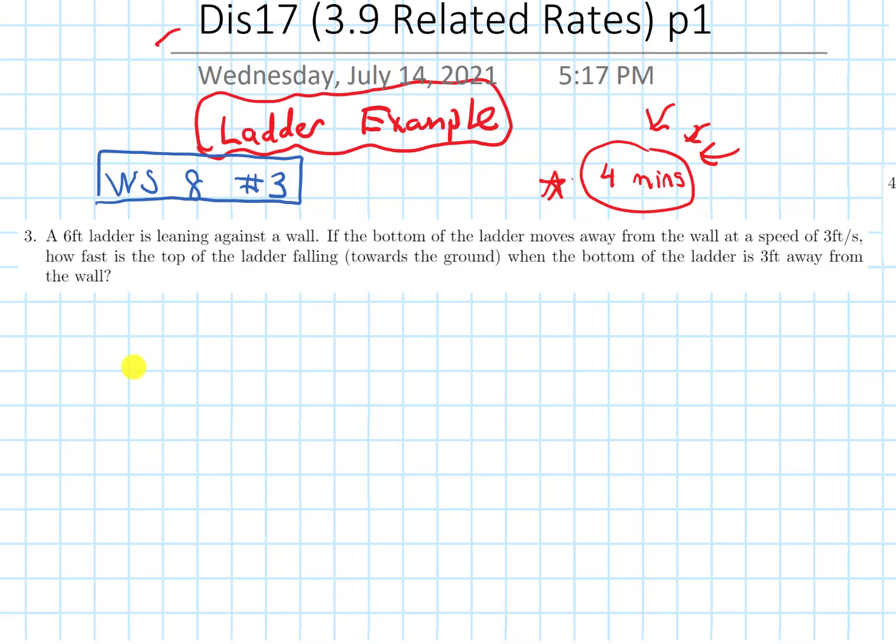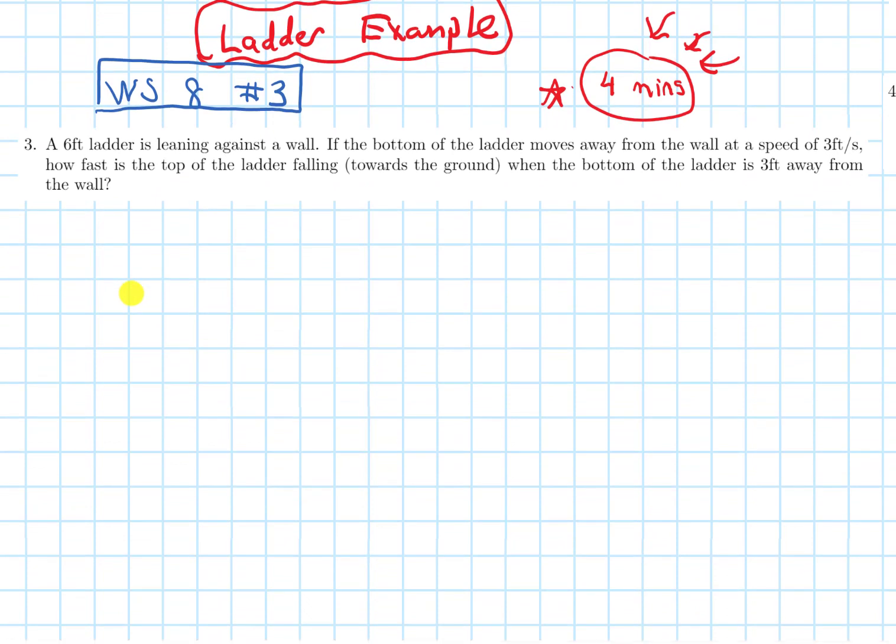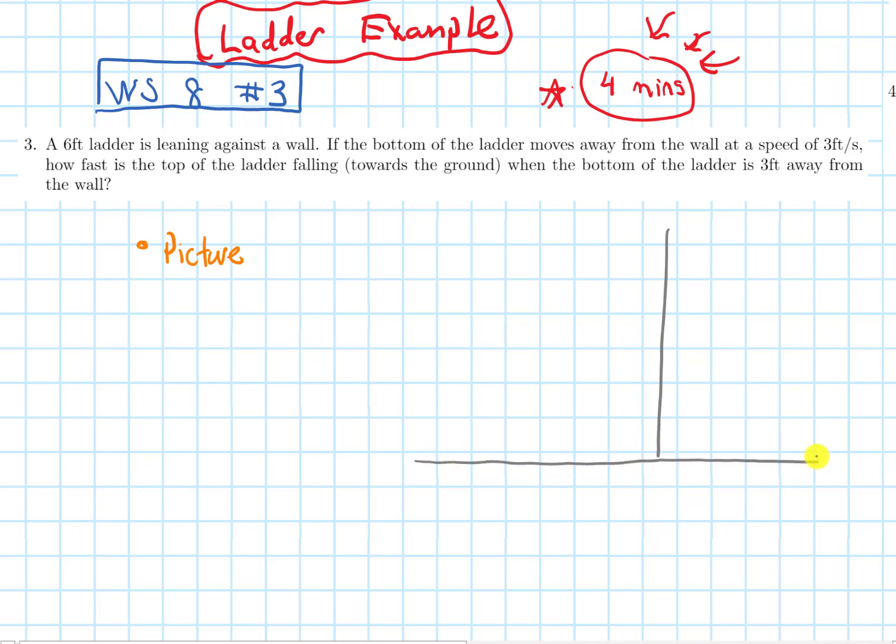So remember, to get us started, the first thing that we should do is draw a picture. So let's draw a picture. In the picture, we can draw a wall, and we could have the ground. And then we have this ladder that's leaning against the wall. I'm going to make this slanted line be the ladder, and the problem tells me that the ladder is 6 feet long. And I'm going to have a right angle here.